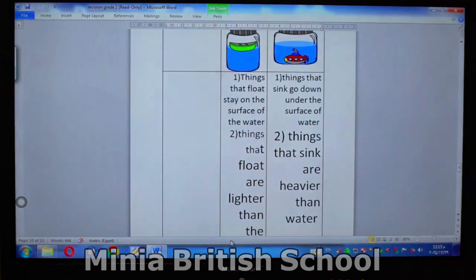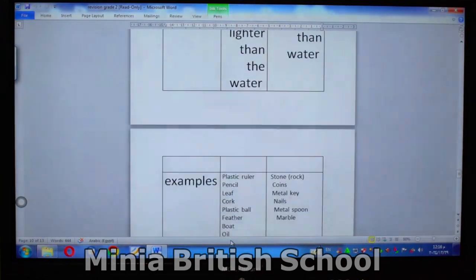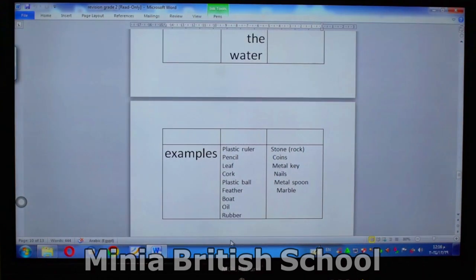Where do the things that sink go when I put them in water? Things that sink go down under the surface of water. Okay. Do all things around us sink? No. Things that sink are heavier than water. For example, stone, rock, coins, metal key, nails, metal spoon, and marble.